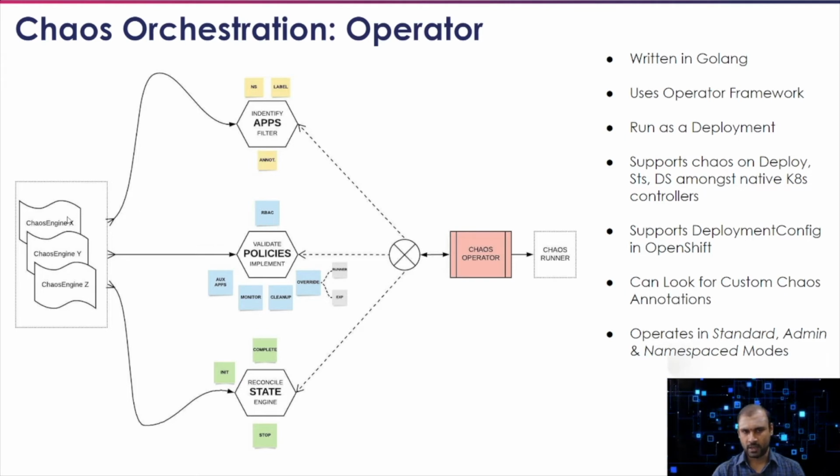I have multiple Chaos engines represented by Chaos engine X, Y, and Z. And I have the Chaos operator, which is reconciling these Chaos engines. What does that mean? What does it do? Each of these Chaos engines has, as you already know, a lot of information defined within it. It talks about what is the application you want to induce chaos on, and your operator is actually responsible for identifying the application that is mentioned here in the Chaos engine, whether it exists on the cluster.